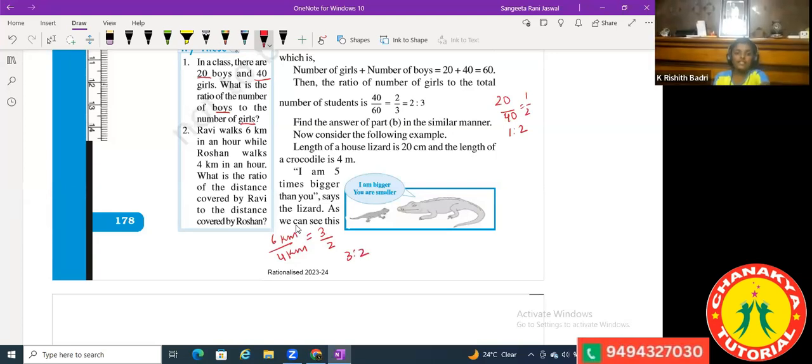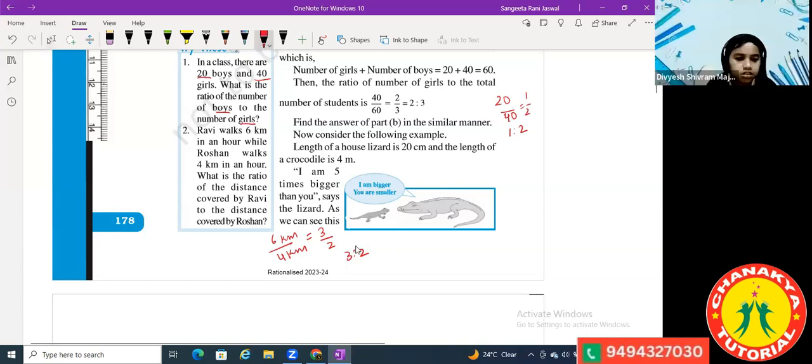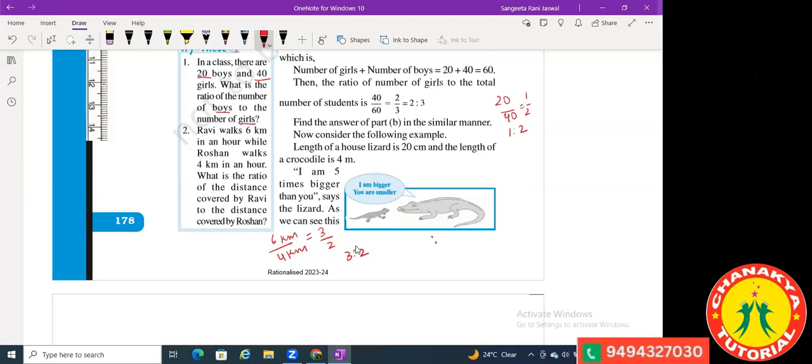In this ratio, instead of keeping the by symbol, we need to put the "is to" sign. This is the sign for the ratio. So instead of the fraction form, we should write the colon. But we don't read it as a colon. We read it as 3 is to 2.